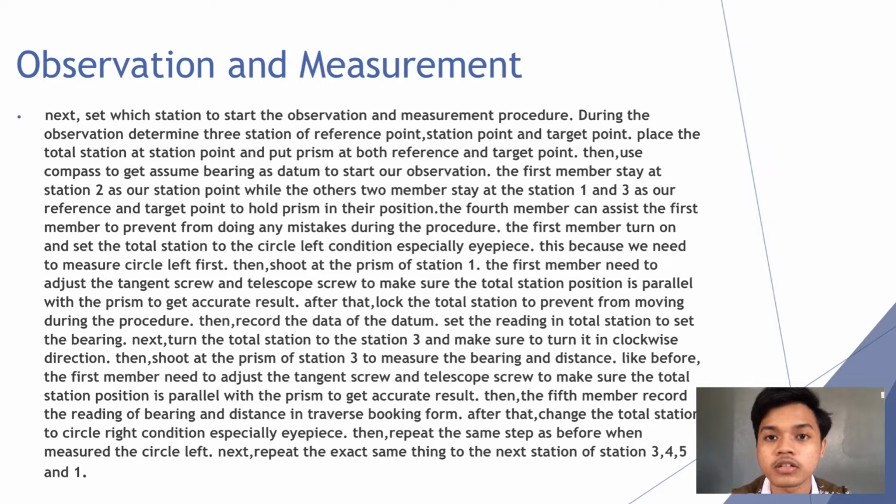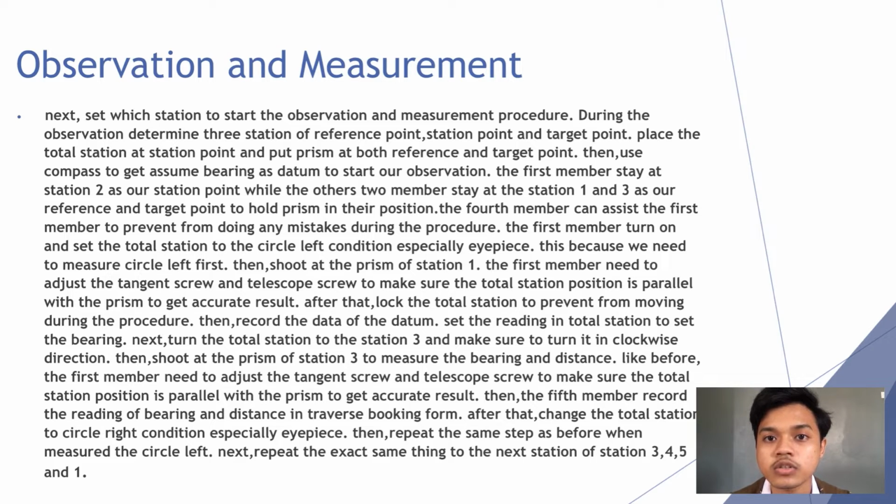The first member stays at station 2 as our station point, while the other 2 members stay at stations 1 and 3 as our reference and target points to hold the prism in their position. The fourth member can assist the first member to prevent any mistakes during the procedure. The first member turns on and sets the total station to the circle left condition, especially the eyepiece. This is because we need to measure circle left first.